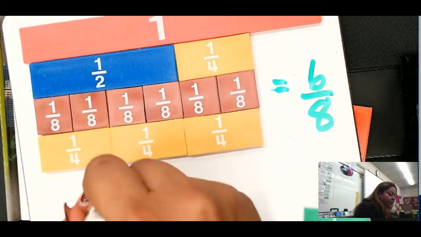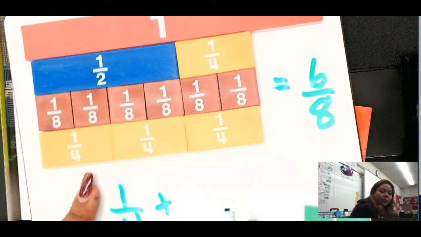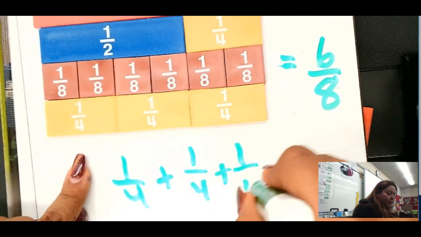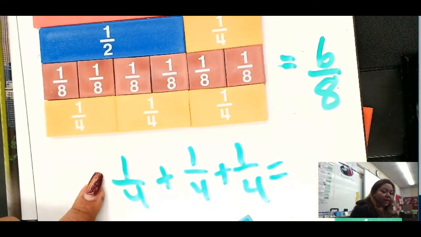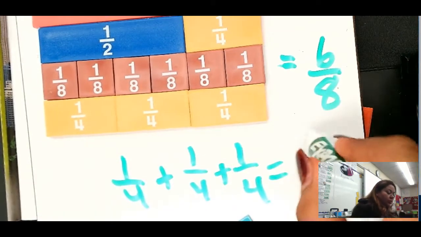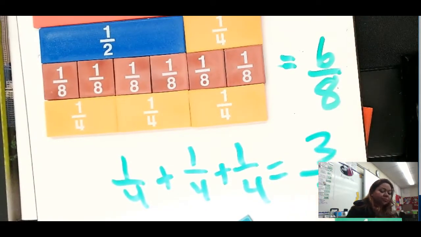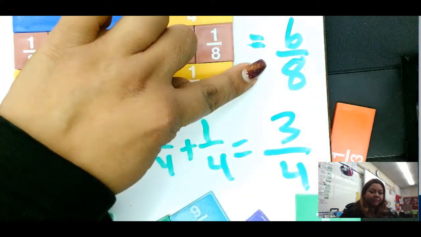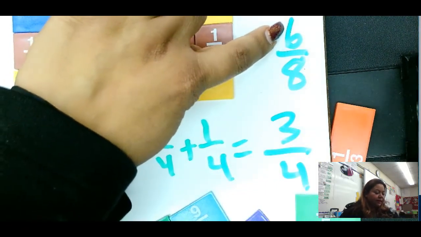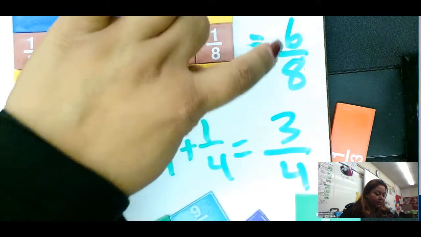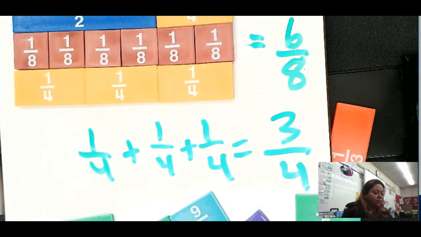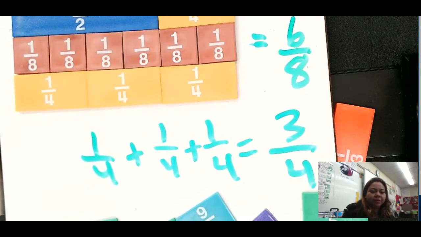1/4 plus 1/4 plus 1/4. That's equal to, so you just add the numerator 1, 2, 3, 3/4. Okay, and if you think about it, if you had simplified this, you could have simplified the 6 into the 3 by dividing it by 2. The numerator and the denominator will give you 3/4. So let's continue now.